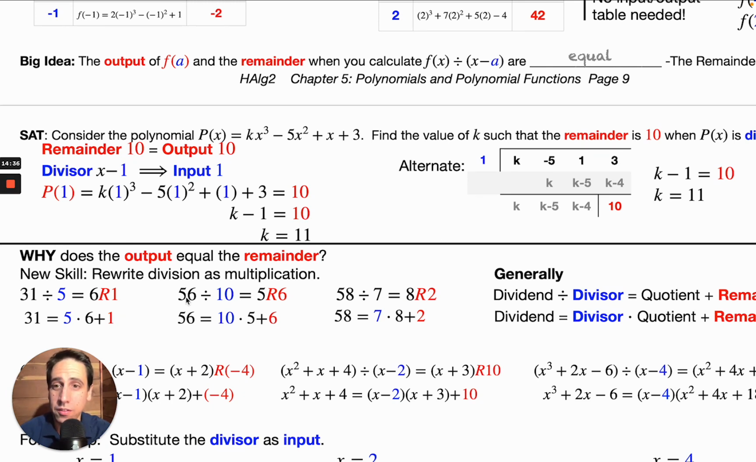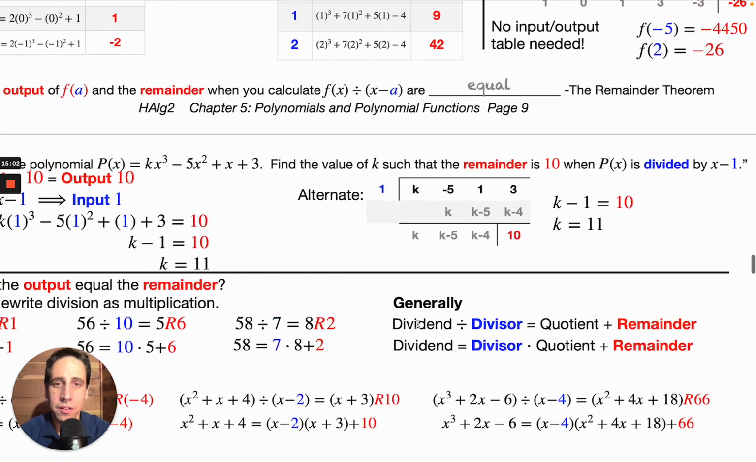Okay. This 56 divided by 10 is equal to 5 remainder 6. Well, it's really just the same thing as 56 is equal to 10 times 5 plus 6. And 58 divided by 7 is 8 remainder 2. Well, that's the same thing as 58 equal to 7 times 8 plus 2. I'm rewriting these divisions as multiplication. And so generally speaking, you can say that the dividend divided by the divisor is equal to the quotient plus remainder. What's really just the same thing as the dividend is equal to the divisor times the quotient plus the remainder, the red remainder, and the blue divisor.